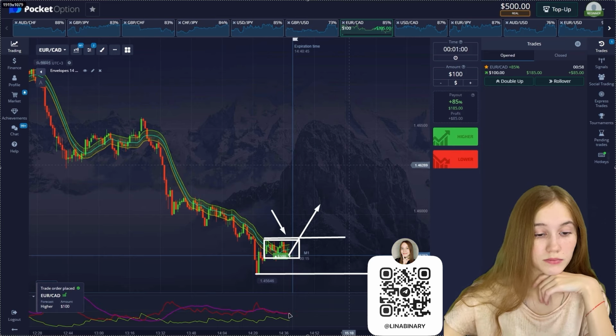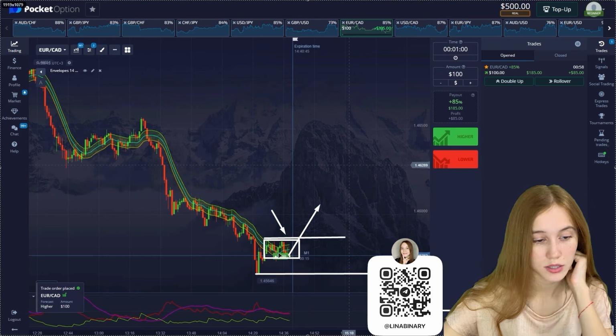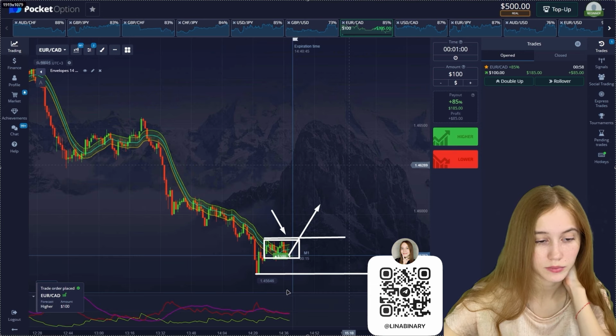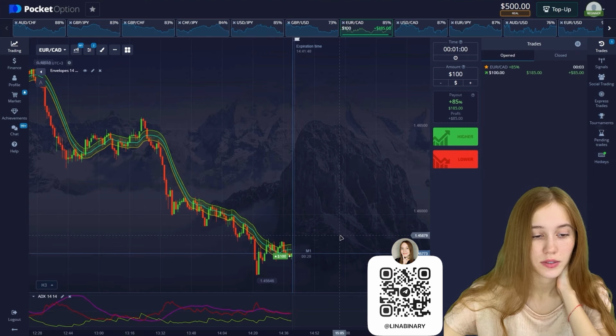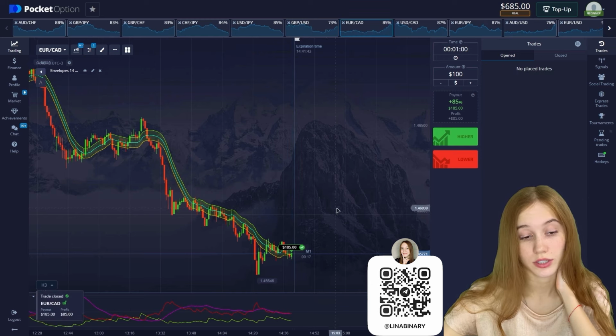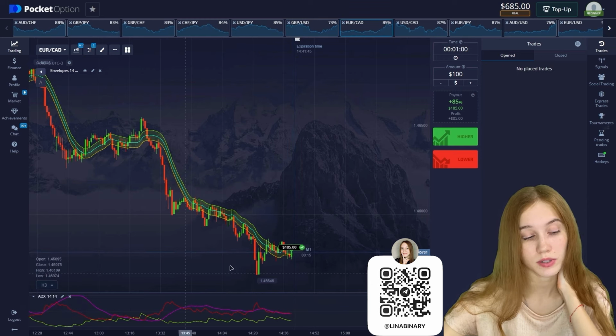Let's move on. Opens for an increase. Look what's here. No jumps we see. Low boundaries of our indicator we see. 1 second, yeah. Profit is $85. Our balance is $685. Good, let's move on.